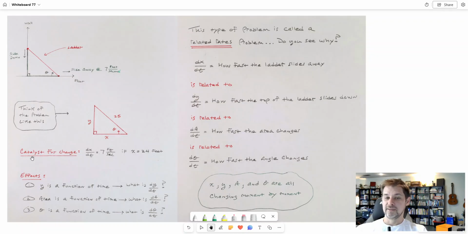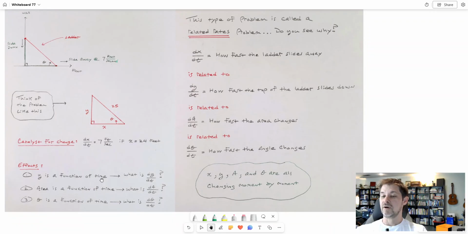Over here I said that the base sliding away is a cause of these effects over here. But if you want to say it real plainly, you can say dx over dt represents how fast the ladder slides away from the house. It's related to dy over dt, how fast the top of the ladder slides down. And it's related to dA over dt, how fast the area of that triangle changes. And that's related to d theta over dt, how fast the angle changes.